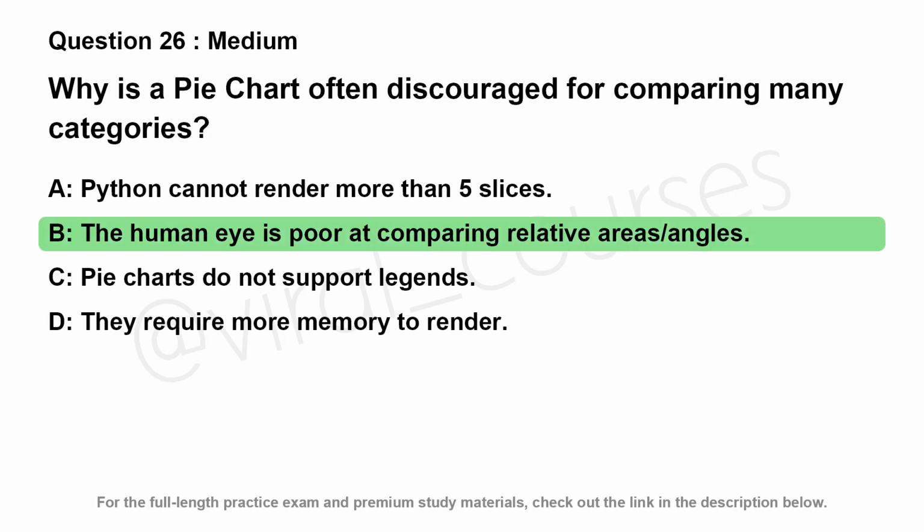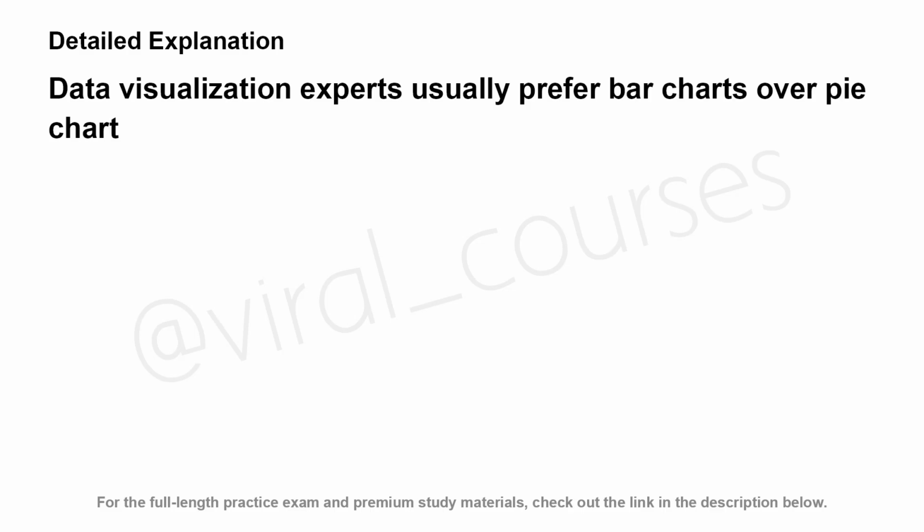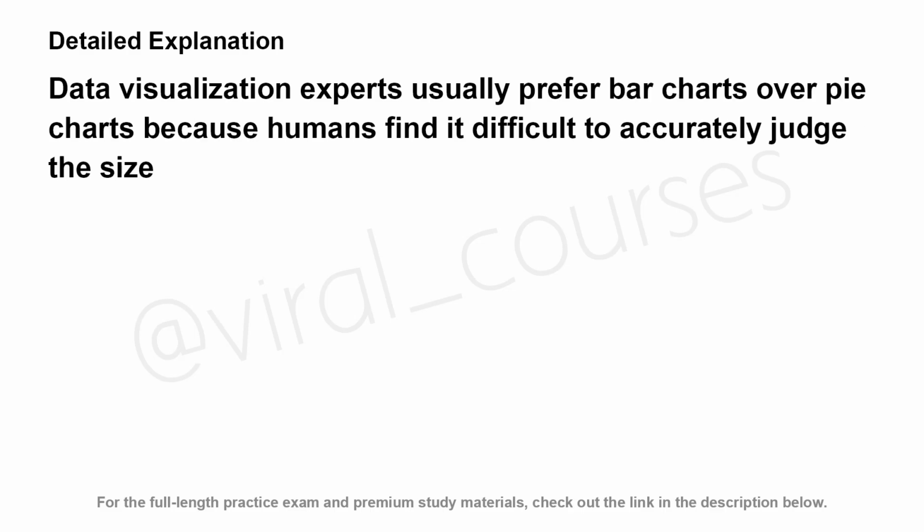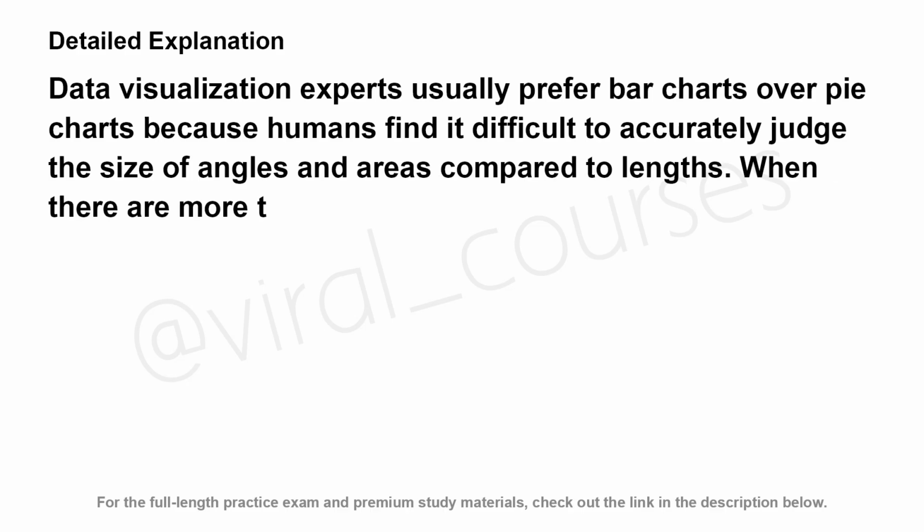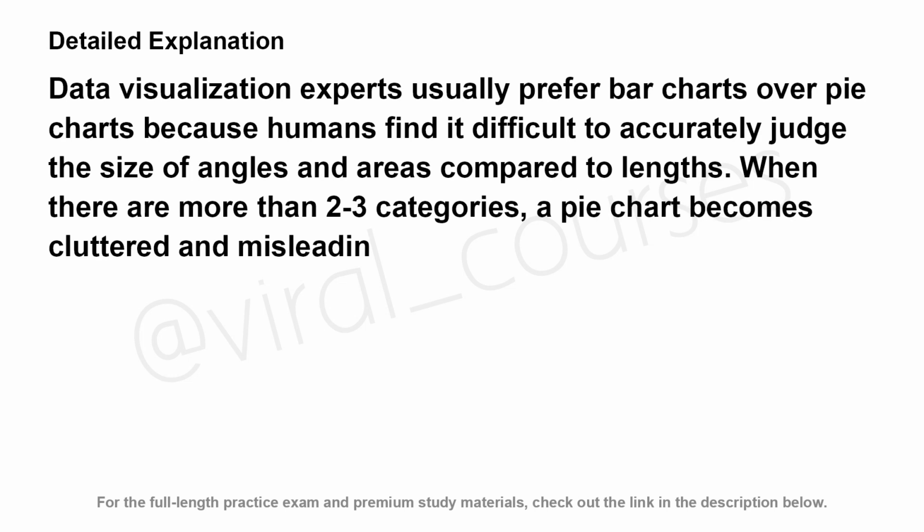The correct answer is B. Data visualization experts usually prefer bar charts over pie charts because humans find it difficult to accurately judge the size of angles and areas compared to lengths. When there are more than 2 to 3 categories, a pie chart becomes cluttered and misleading.